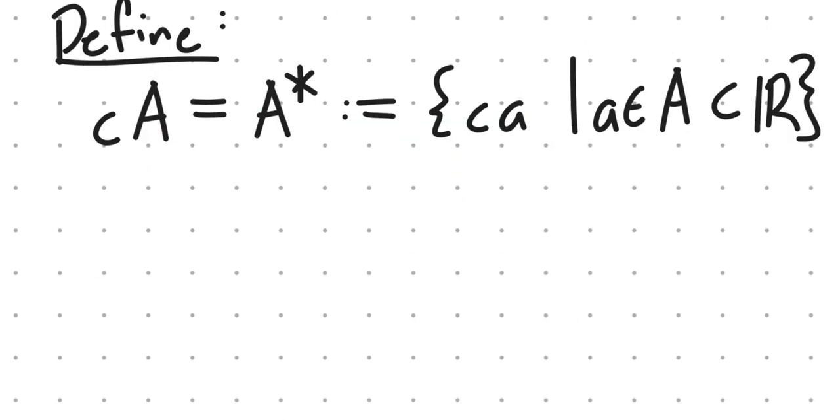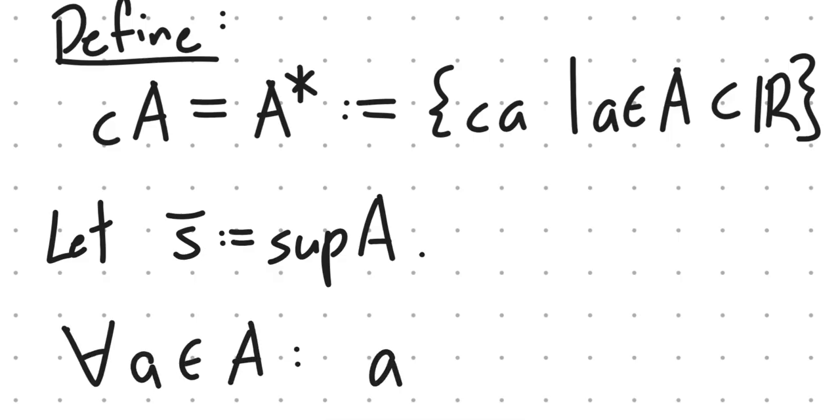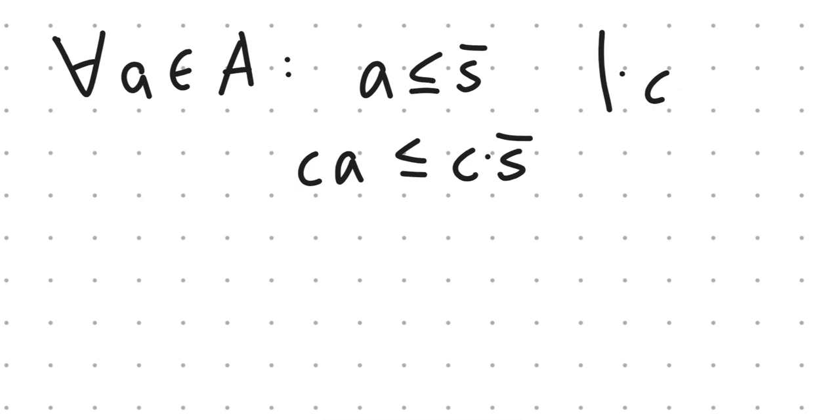What we have to prove is that the supremum of C times A is C times the supremum of A. So let S dash be equal to the supremum of A. Now, if S dash is the supremum of A, we know the supremum is always the lowest upper bound of the set A. So for any a in A, a is always smaller or equal to S dash. The trick we are going to use is to multiply by C. So C times a is smaller or equal to C times S dash. So C times S dash is an upper bound of the set C times A.